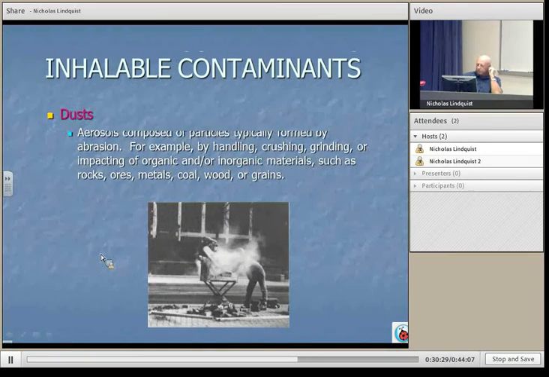And then finally, dusts. The dust particle size is important, but also whether the composition of the dust can have an influence, whether it's an organic material or an inorganic material, whether it's soluble or non-soluble in water, and so on.